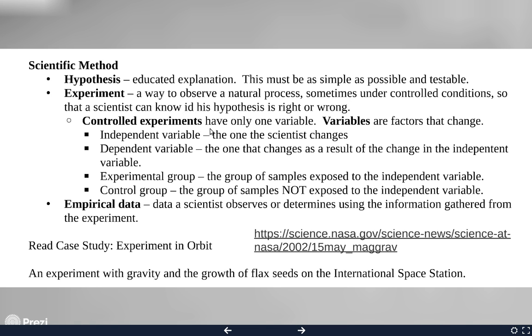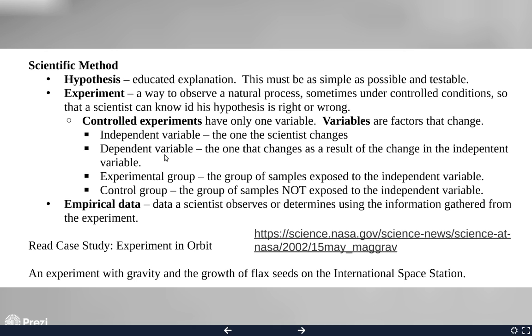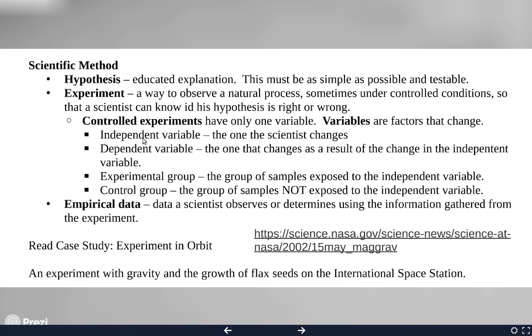Controlled experiments have only one variable. Variables are factors that change. The independent variable is the thing that we're going to do the changing. I'm going to change something and then I'm going to see what happens because of it. And then the dependent variable is the thing that changes because of what I did. It's because of what the scientist did. Independent, the scientist changed. Dependent is what happens because of that.